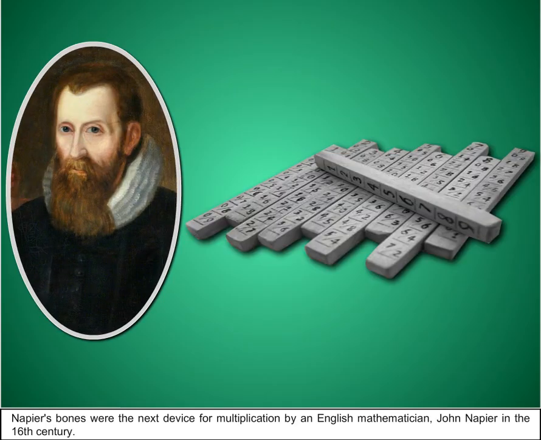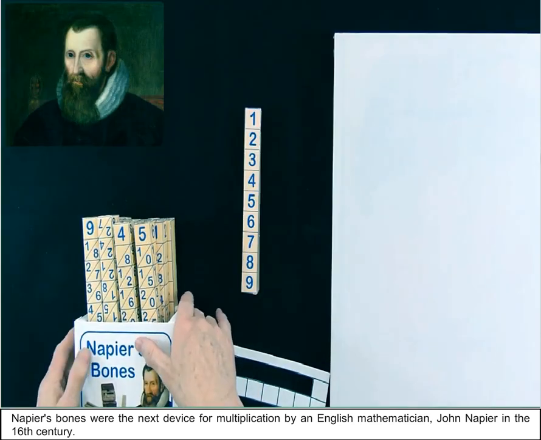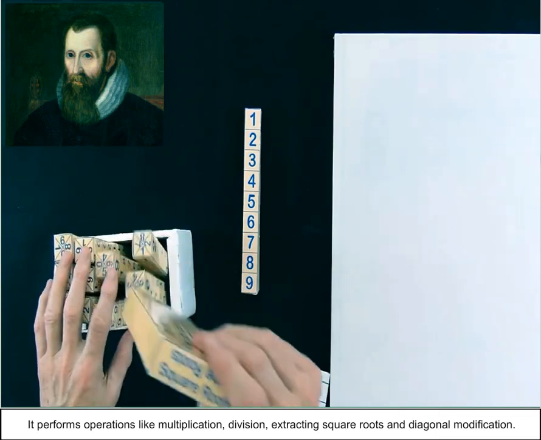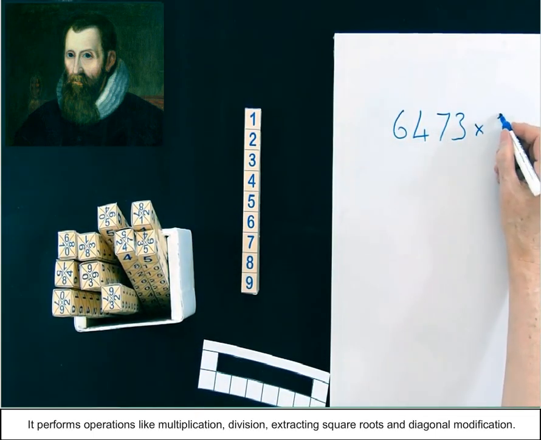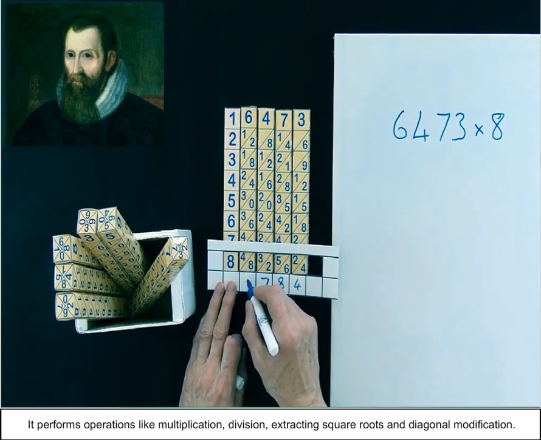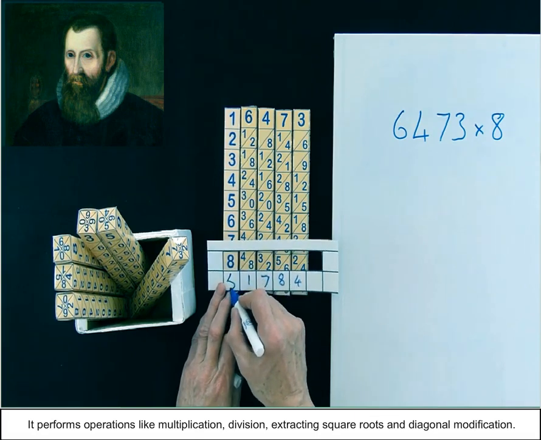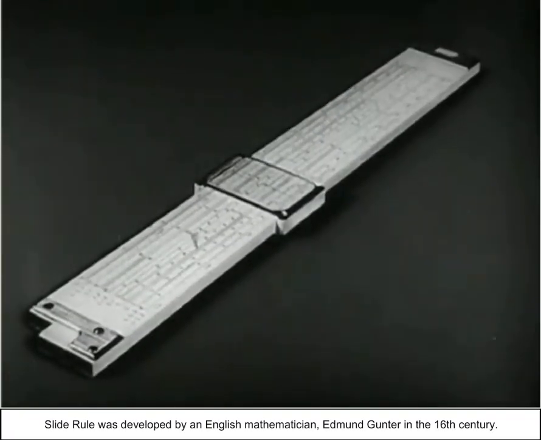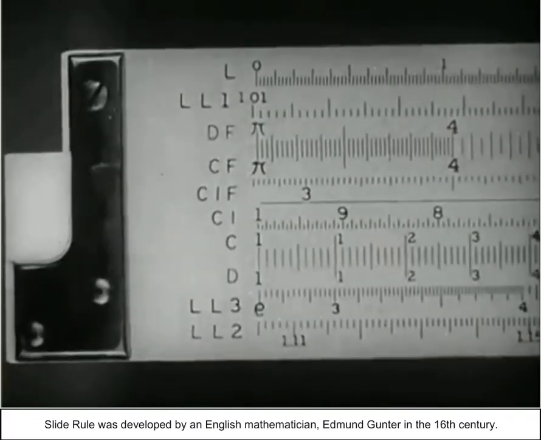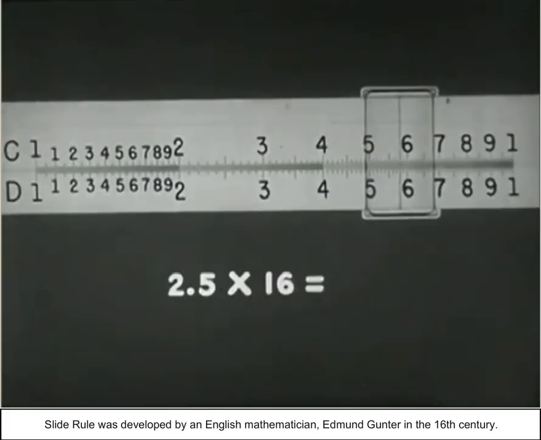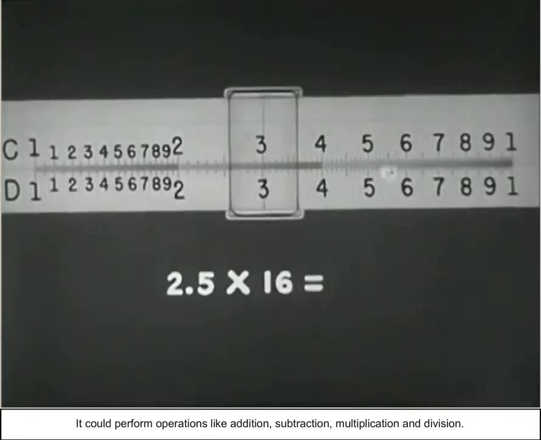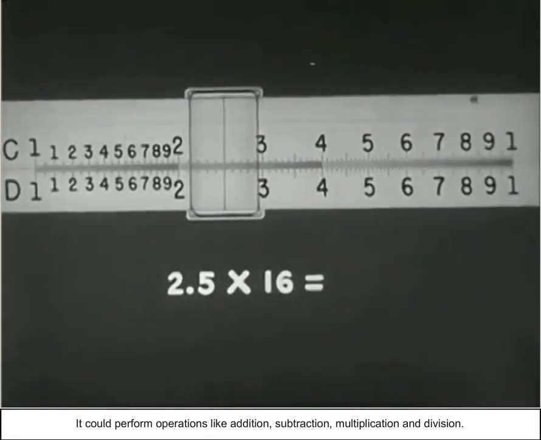Napier's bones were the next device for multiplication by an English mathematician, John Napier, in the 16th century. It performs operations like multiplication, division, extracting square roots, and diagonal modification. Slide rule was developed by an English mathematician, Edmund Gunter, in the 16th century. It could perform operations like addition, subtraction, multiplication, and division.